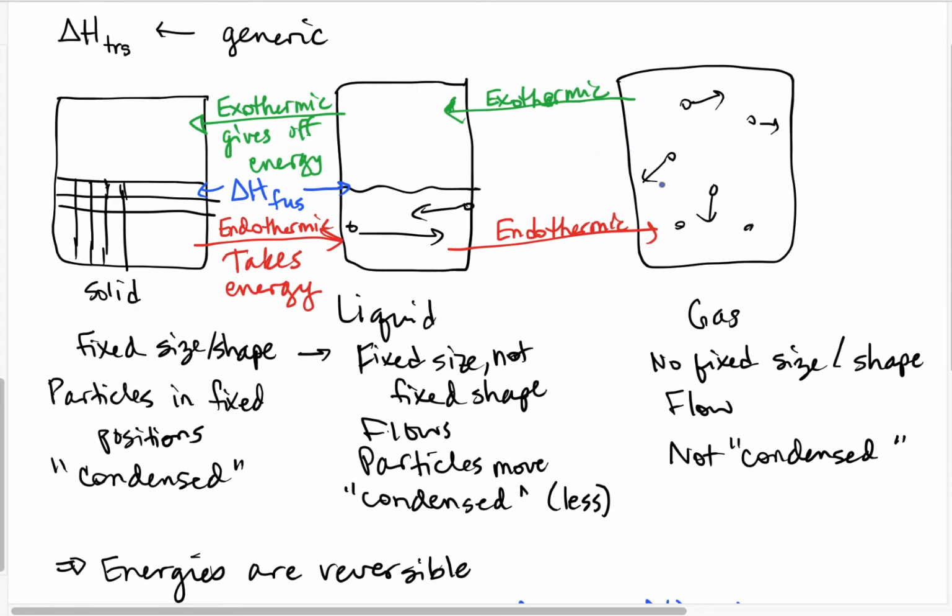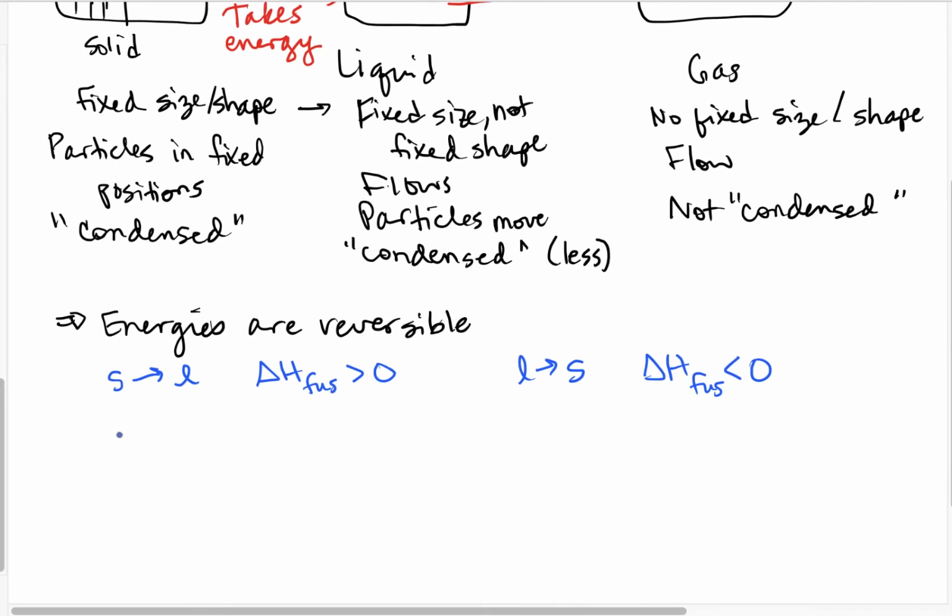So when we go between a liquid and a gas, we have the same kind of thing. We use enthalpy of vaporization to talk about this transition. And the same thing that we just talked about is true, that when we go from a liquid to a gas, the enthalpy of vaporization is positive. And when we go from a gas to a liquid, then the sign changes and will otherwise have the same number. So these energies are totally reversible in terms of their size.